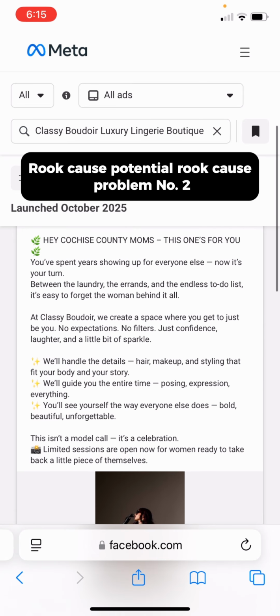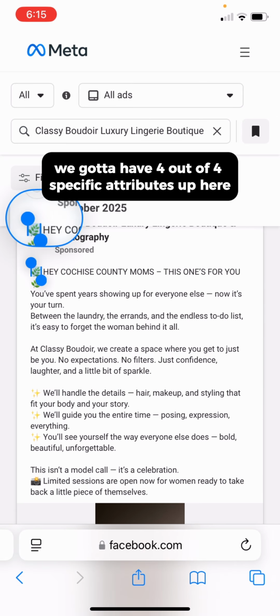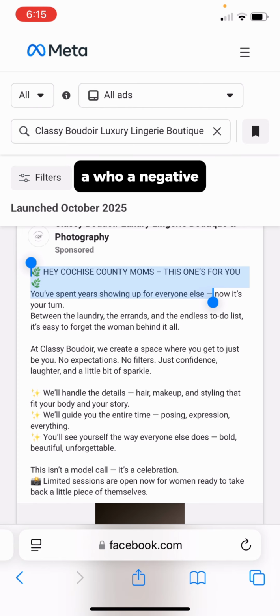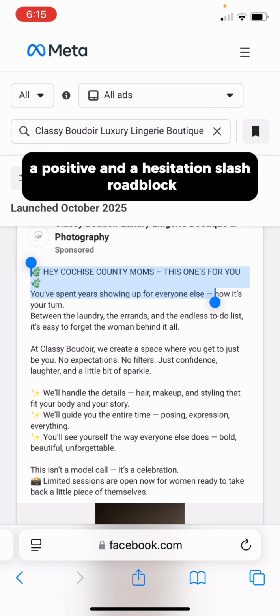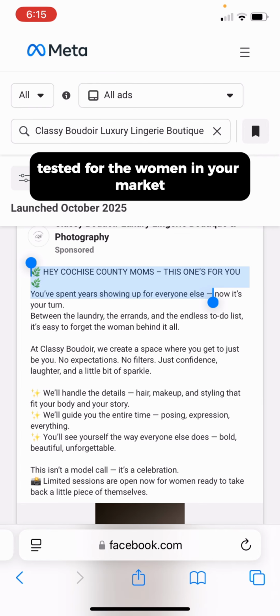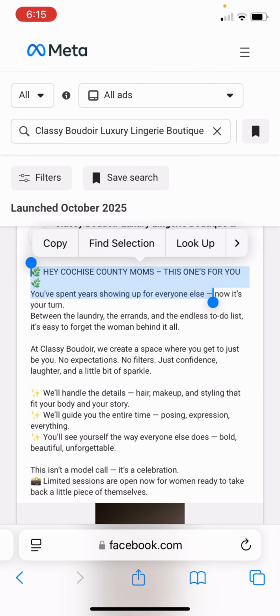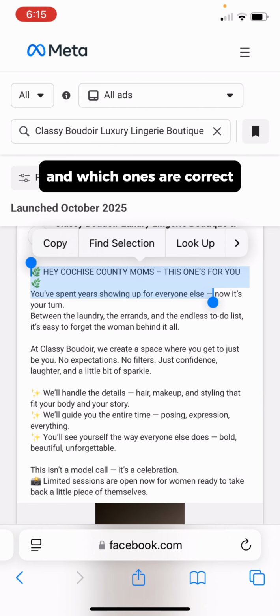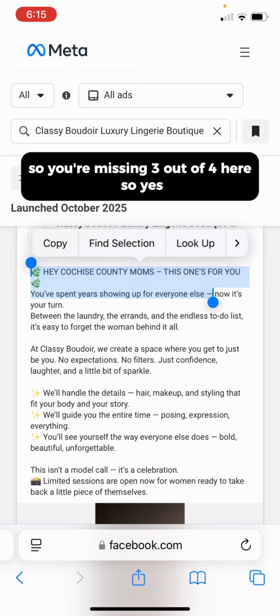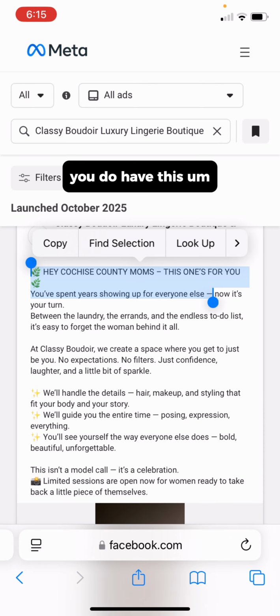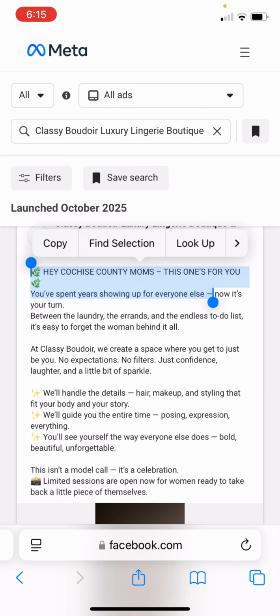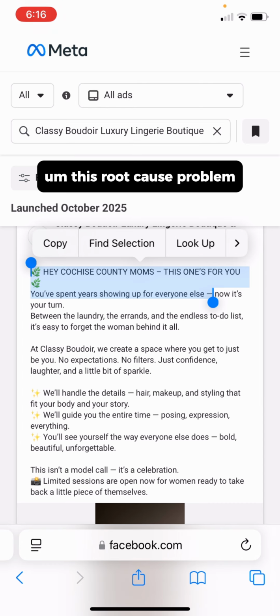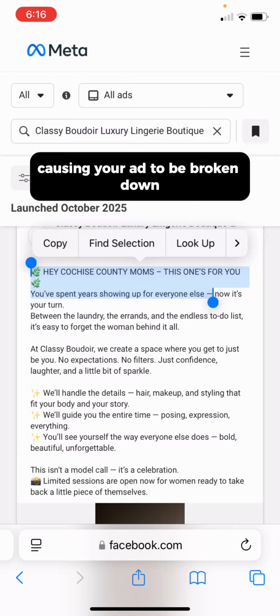Potential root cause problem number 2, see more headline. We gotta have 4 out of 4 specific attributes up here: a who, a negative, a positive, and a hesitation slash roadblock, tested for the women in your market. The data will tell us where we go and which ones are correct. So you're missing 3 out of 4 here. So yes, you do have this root cause problem causing your ad to be broken down.